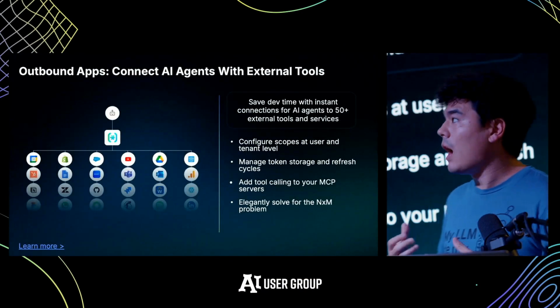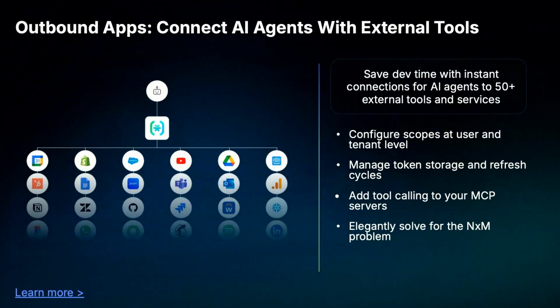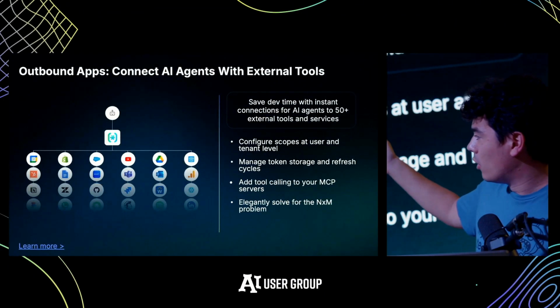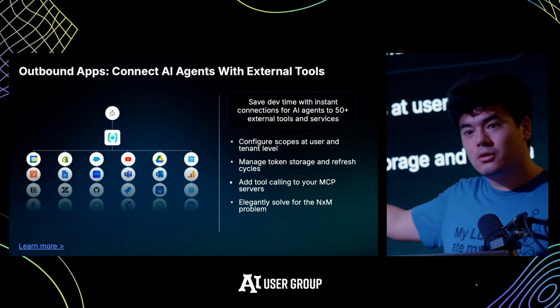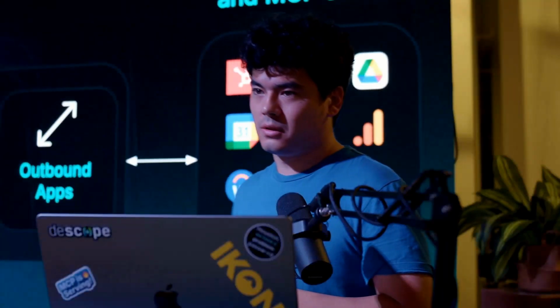The next is our outbound apps. This is where we allow you to connect to all the external services that you would want to connect to, things like, as I mentioned, YouTube, Zoom, Google Calendar, things like that. So we basically will allow you to connect to those tools. We'll manage the tokens and refresh them for you, and we'll allow you to provide a policy to control access to those tokens.